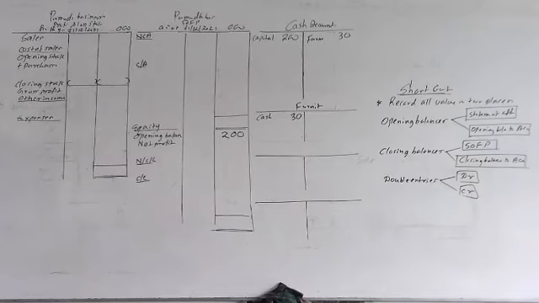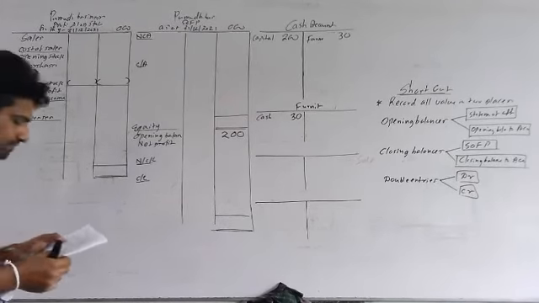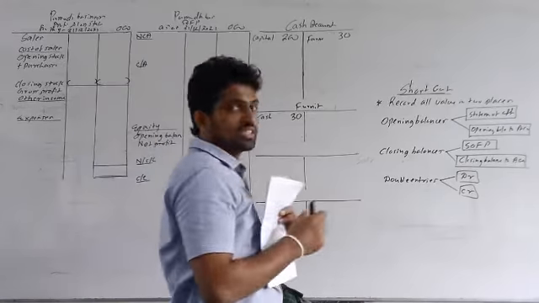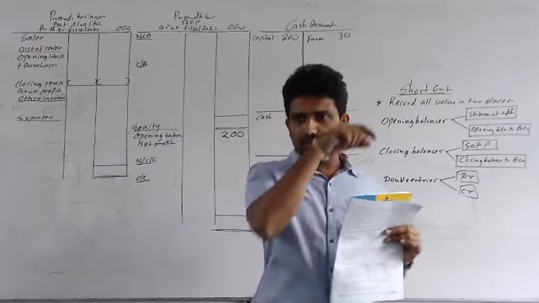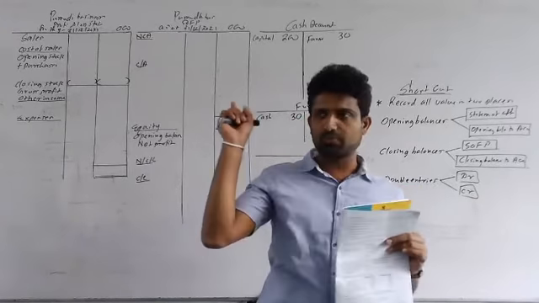Then you are given some transactions. Sales 170,000, but including cash sales 70,000. What should be the double entry? Any of the total sales? 170. You need to credit that to sales account. No need to draw the sales account. If you draw the sales account, finally that goes to profit and loss.